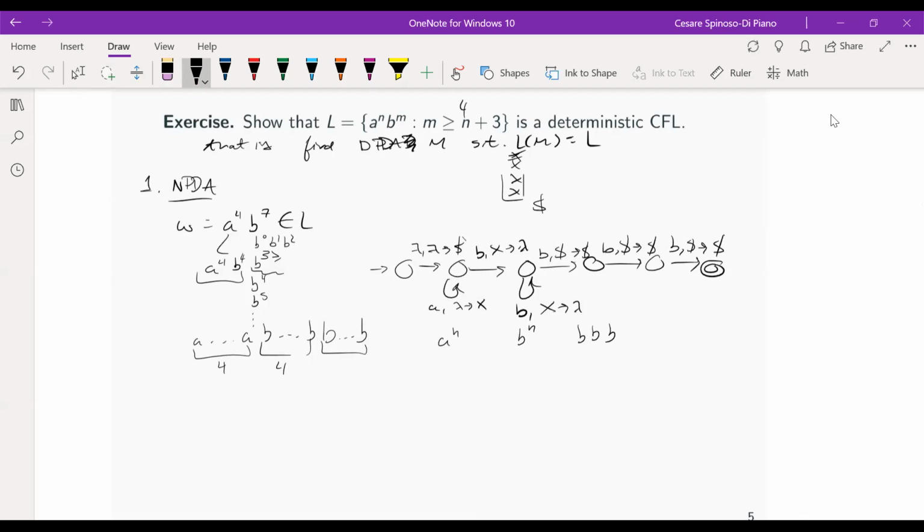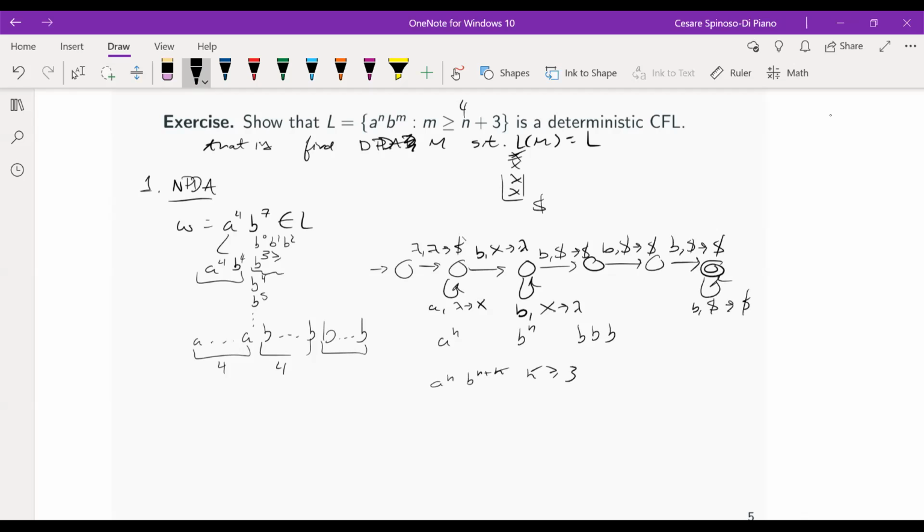But now I'm not done, because now this would just accept A^N B^(N+3). But I want to accept A^N B^(N+K) for K greater or equal to 3. So that means that I want to accept more than 1 B. So I can just loop a bunch of B's here.